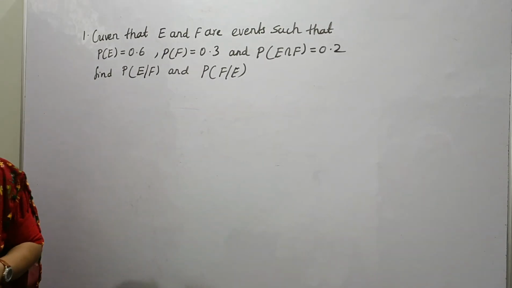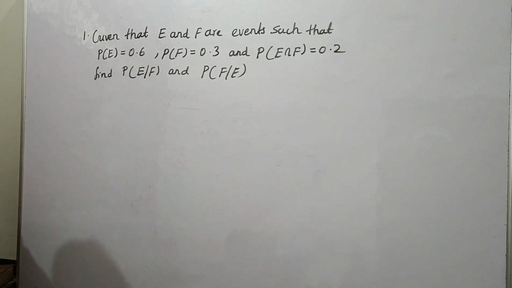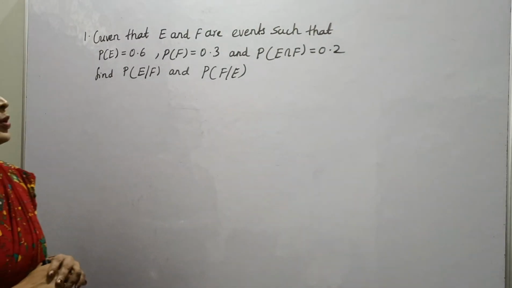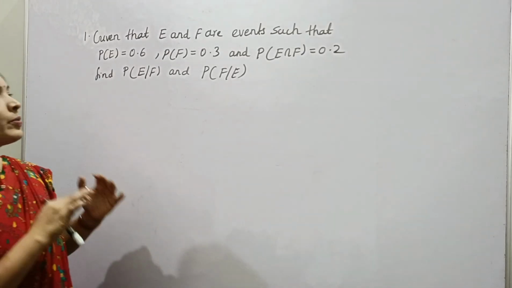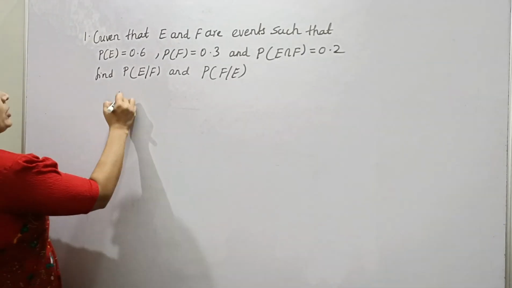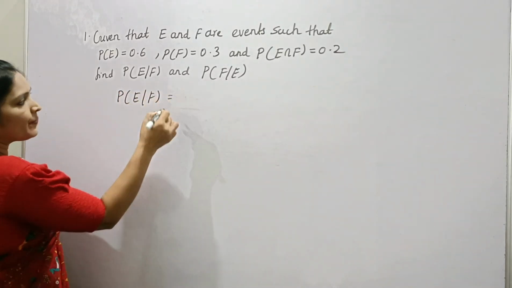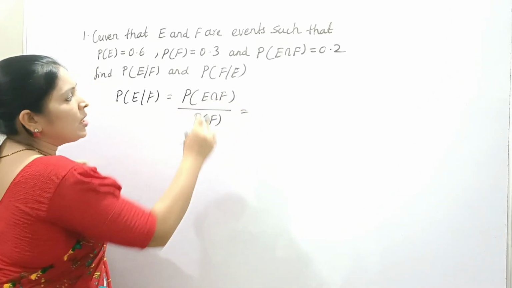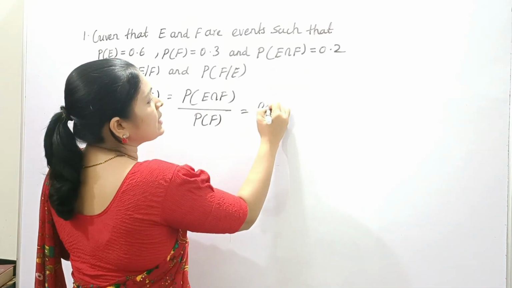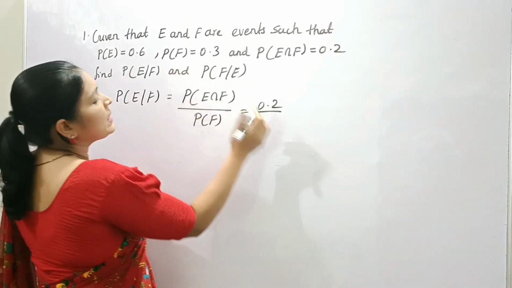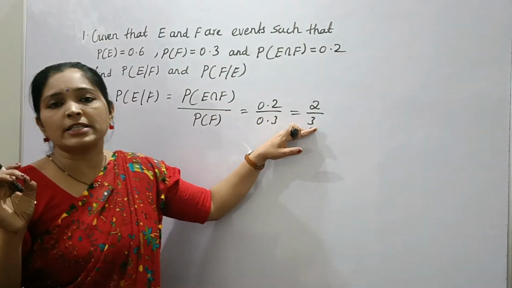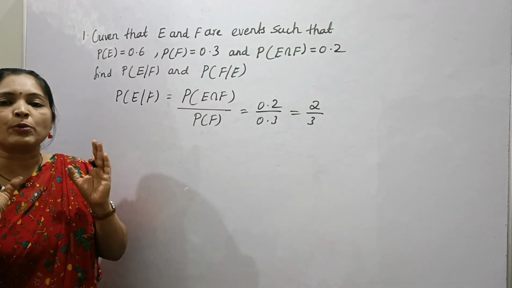Now let's go through exercise 13.1. First question: given that E and F are events such that probability of E is equal to 0.6, probability of F is equal to 0.3 and probability of E intersection F is equal to 0.2, find probability of E given F and probability of F given E. Let's find probability of E given F. The formula is probability of E intersection F divided by probability of F, that is 0.2 divided by 0.3, which is equal to 2 by 3.